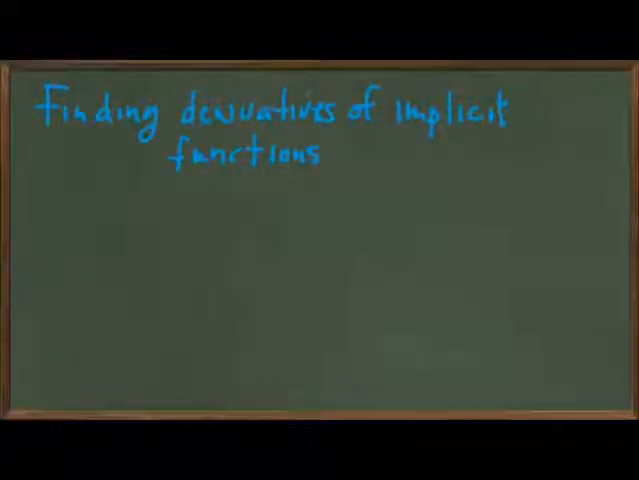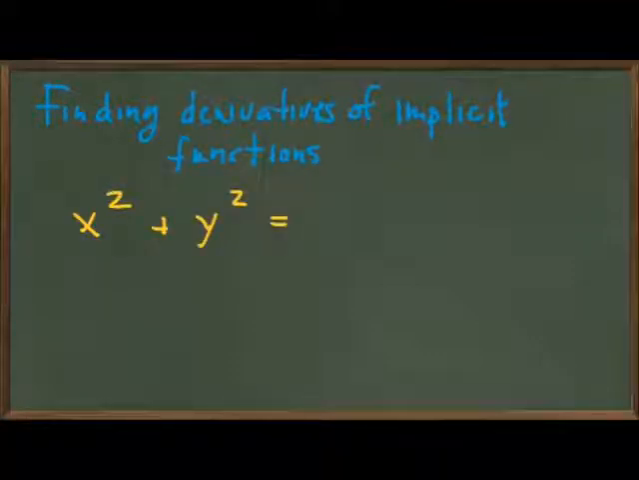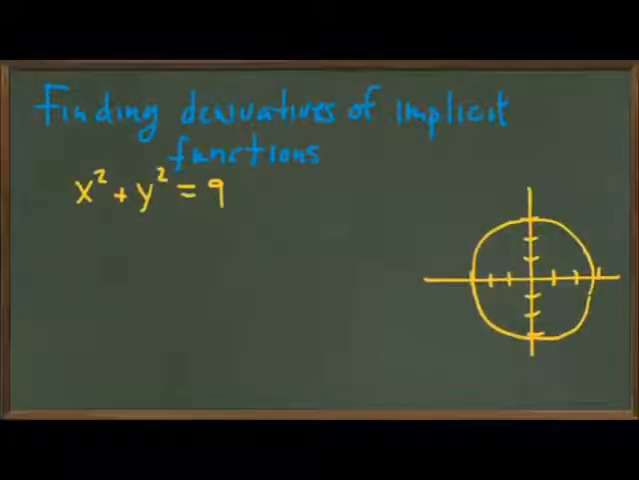In this video, we're going to learn how to find the derivative of an implicit function. We're going to start with a simple example, the function x squared plus y squared equals 9. So the graph of x squared plus y squared equals 9 is a circle.